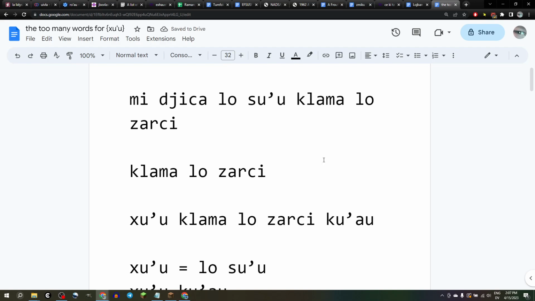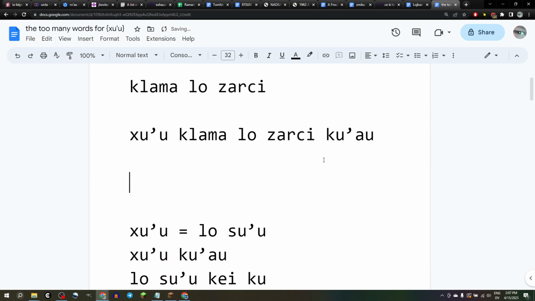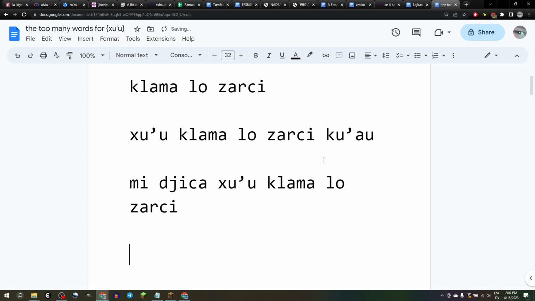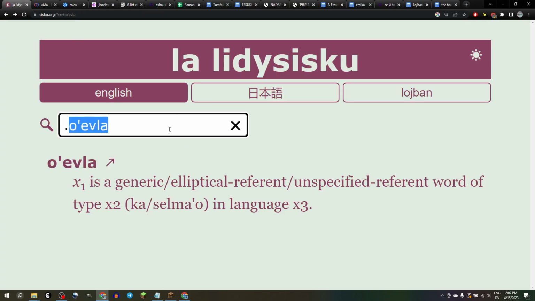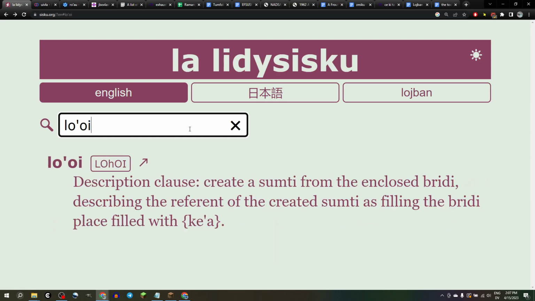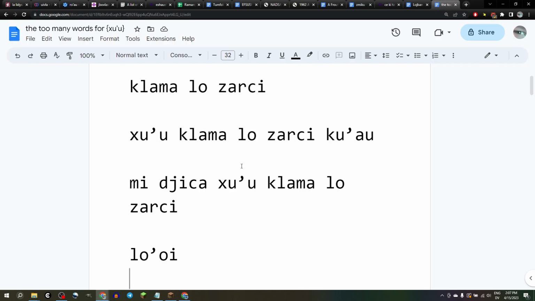ku'au, with the ku'au, of course, usually being elidable. And then there's no lo involved. This is a grammar that goes directly from a sentence to a noun. So it just goes mi jisha xu'u klama lo zarshi. The grammar that xu'u is in is called lohoi. Lohoi is less used. There's nobody whose style is to use lohoi, at the moment.